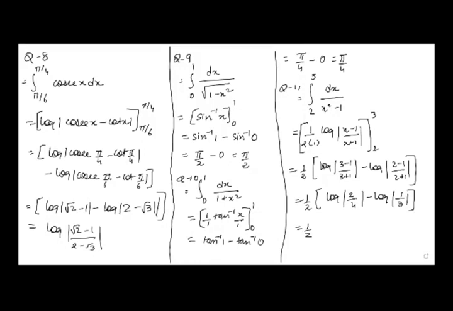So this can be written as 2 by 4 divided by 1 by 3, that is multiplied by 3 by 1. So I can write this as log 3 by 2. So this is my final answer, 1 by 2 log 3 by 2.